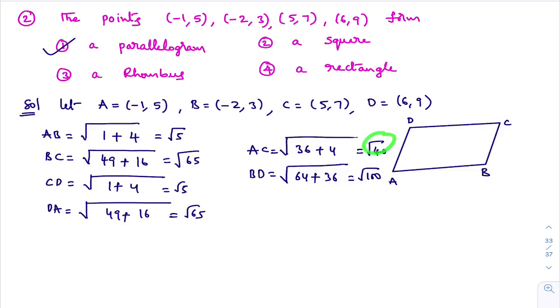You observe these diagonals are equal or not equal? Diagonals are not equal. That means it cannot be rectangle. As you came to know, second option, third option, fourth option are wrong options. Obviously first option is the right option.